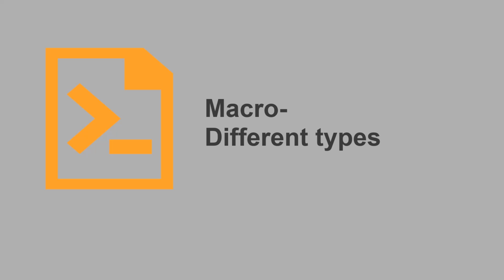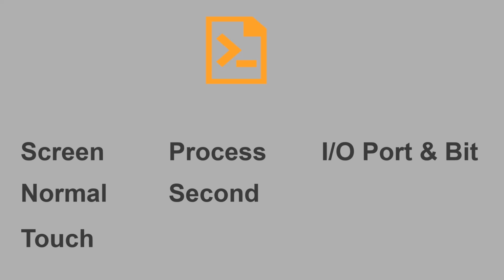Macros are functional blocks. They can include graphical as well as programmatical commands. For example, placing a formatted text that shows a recalculated analog input value. The types are screen, normal, and touch macro, process and second macro, as well as I/O port and bit, analog, and RS-232 macro. But in the end, the uniTFTDesigner only makes a difference between screen and normal text macros. The screens design and the normal macros create the logic behind.